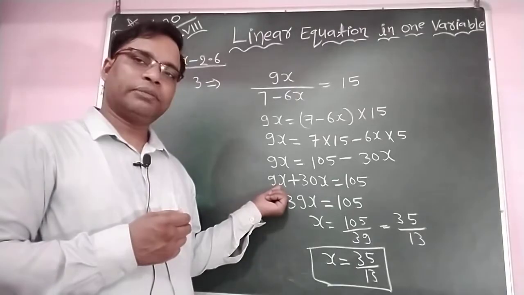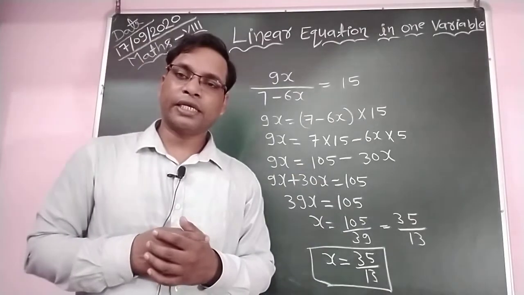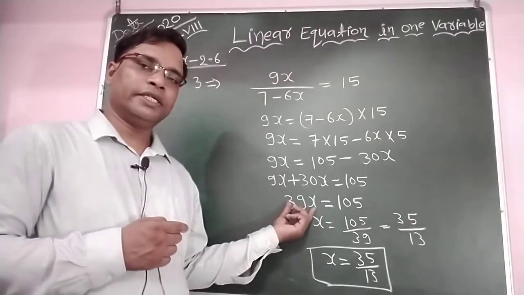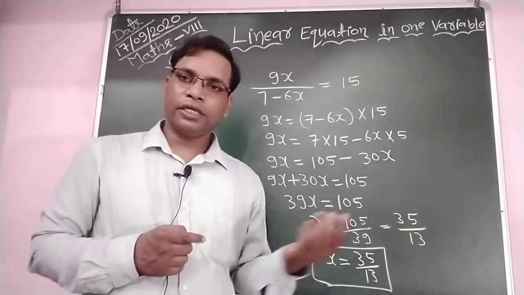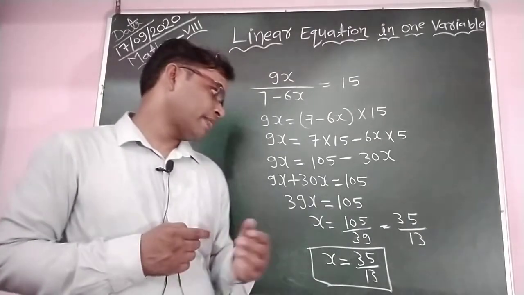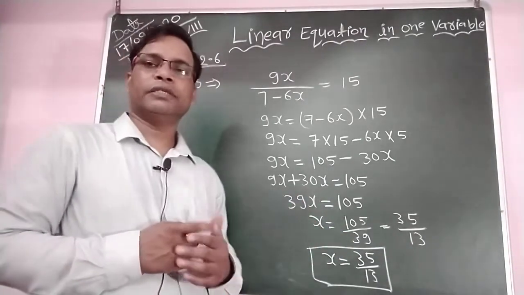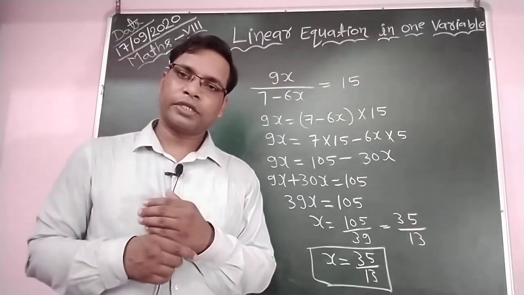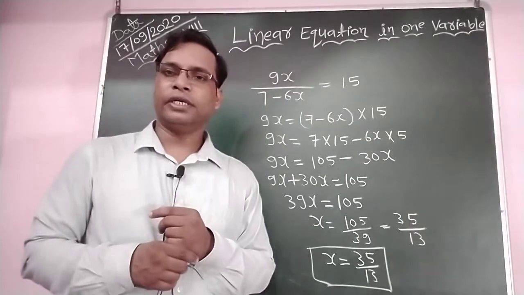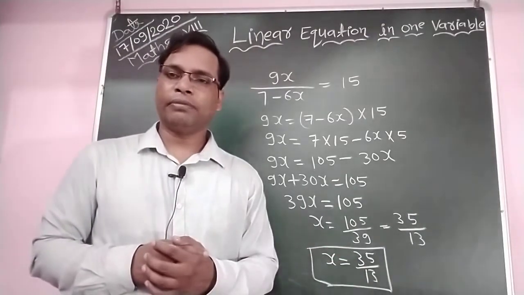So you can write in left hand side 9x plus 30x, but we have only 105 in right hand side. When you add them, 9x plus 30x is equal to 39x, and in right hand side we have only 105. Okay, when you transpose this 39 to right hand side, here you can see x is multiplied by 39. When you transpose this 39 to right hand side, then 105 is divided by 39. So when you simplify it, then you obtain the value of x is equal to 35 by 13.